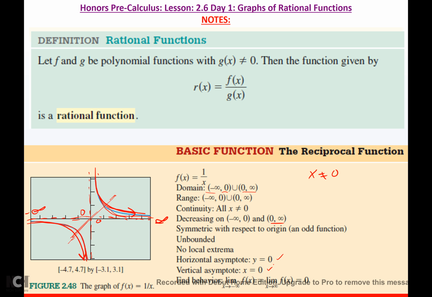And so when we describe the end behavior, we say the limit as x approaches negative infinity, the function is getting closer and closer to this horizontal line. So we say the function is approaching 0. Same way with this. As x approaches positive infinity, the function is getting closer and closer to y equals 0.